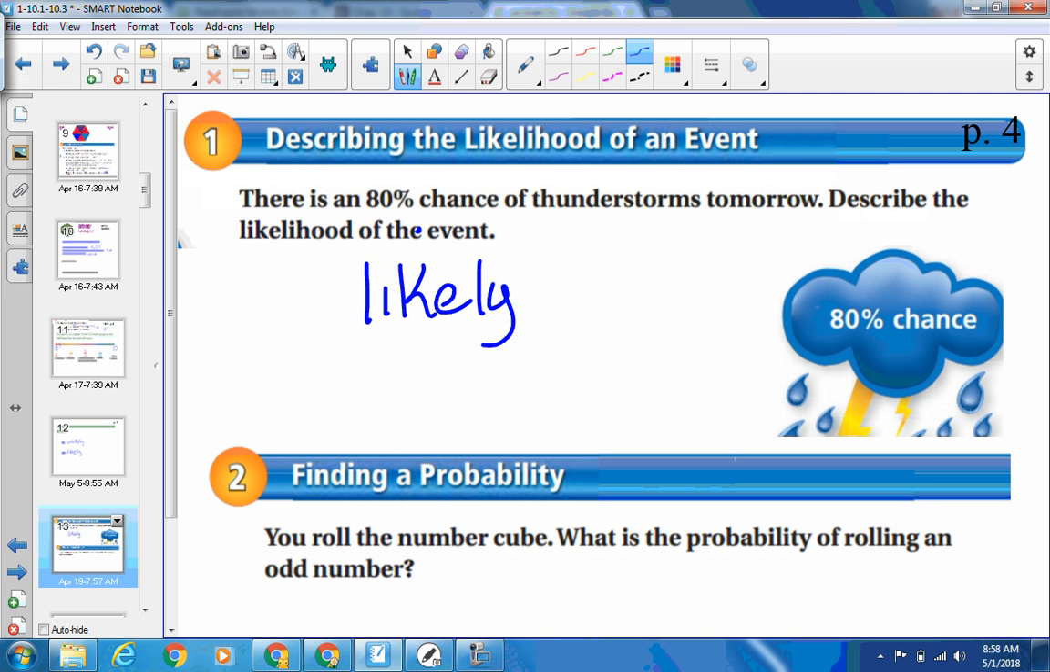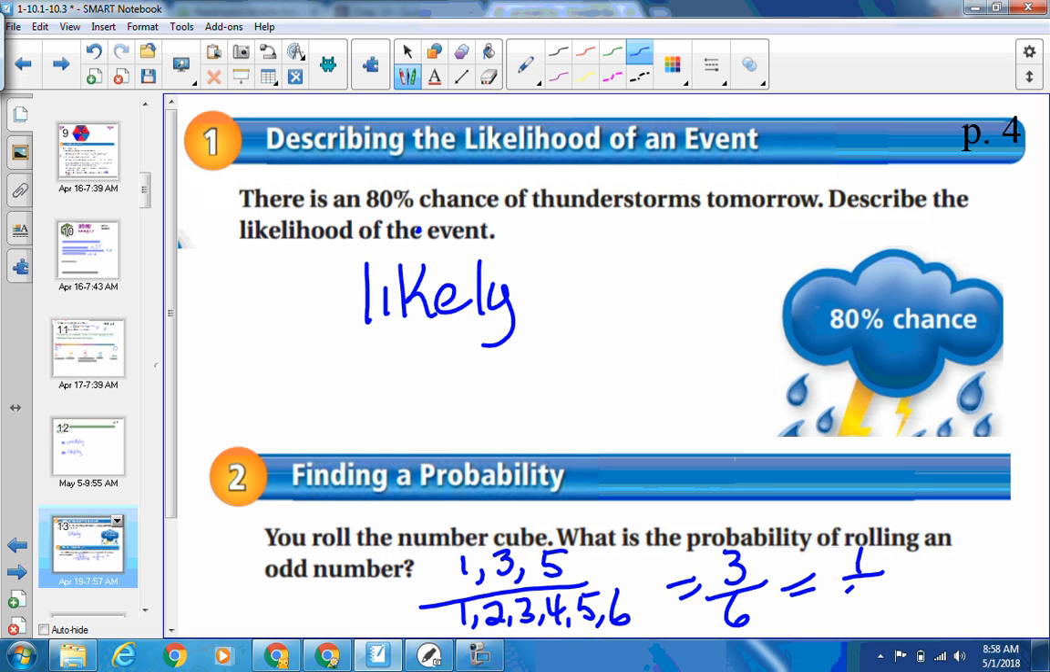And for example 2, you're rolling a number cube. What's the probability of rolling an odd number? So we have 3 odd numbers. Those are our favorable outcomes out of our total on the number cube, all the numbers. I'm just listing them to show you, you don't need to do this. So if we add that up, we have 3 favorable out of 6 total, and we always need to simplify fractions, so it's 1/2.